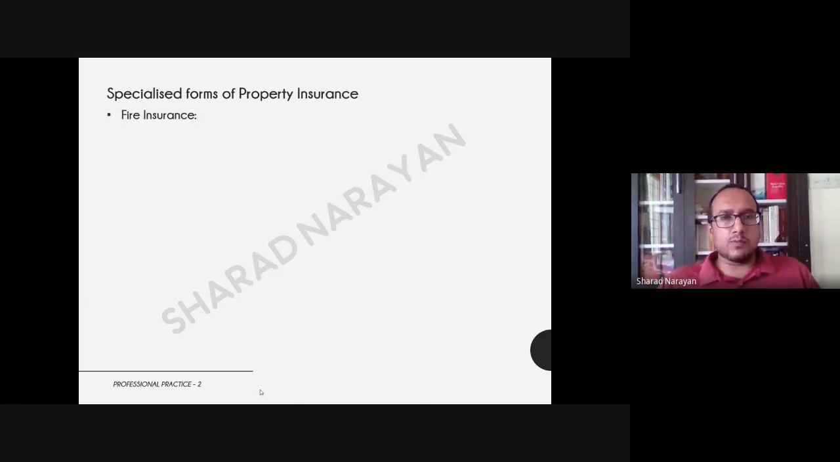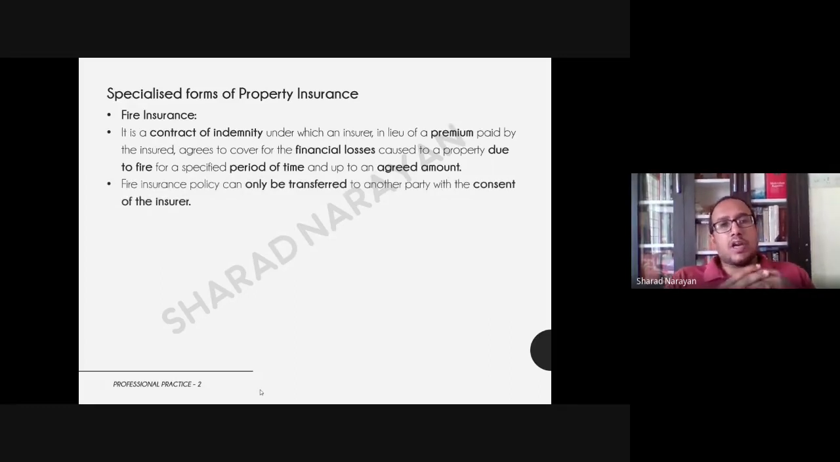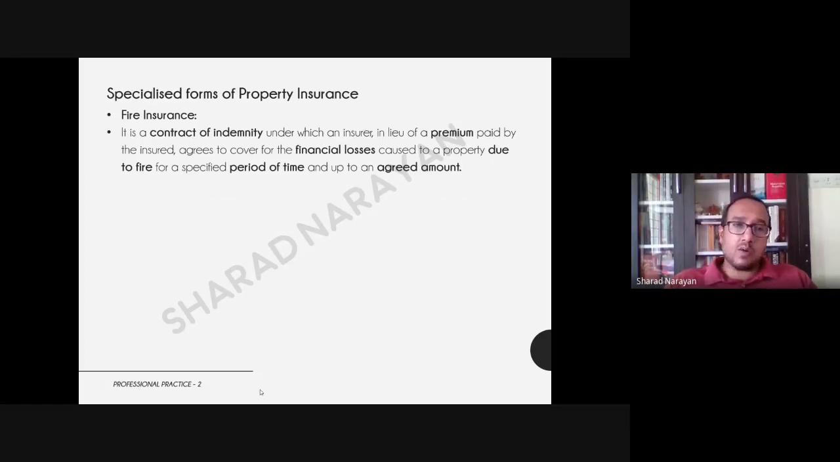So there are specialized forms of property insurance here. We talk about fire insurance, which is basically a contract of indemnity under which an insurer, in lieu of a premium paid, agrees to cover financial losses caused to a property due to fire for a specific period of time and up to an agreed amount. The highlighted terms over here are the ones you have to keep clearly in mind when you are trying to define insurance.